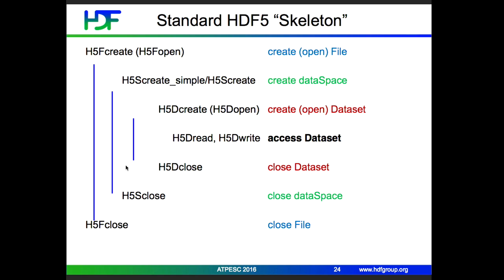Now, this is the standard skeleton of an HDF5 program. It looks a lot like C, but a Fortran program or even a Python program would have a very similar structure. The only difference in Python or some of the other scripting languages would be that they do garbage collection and close handles automatically for you. So some of the close calls are not necessarily visible to you in the source code of a program.